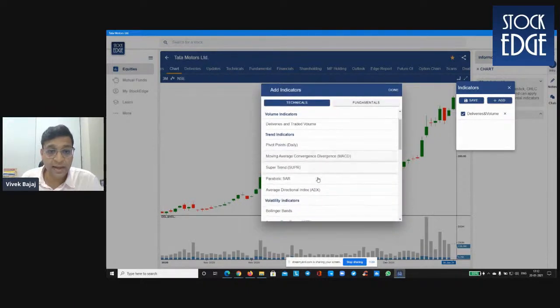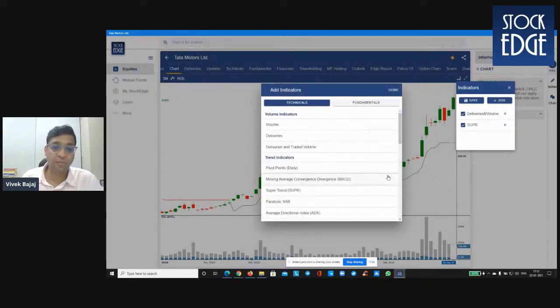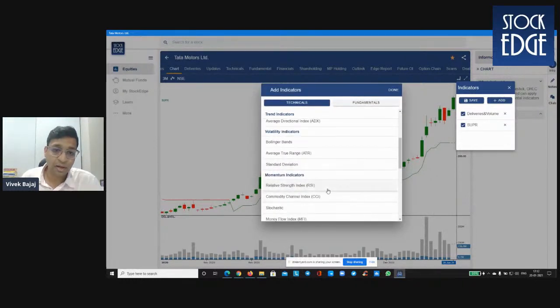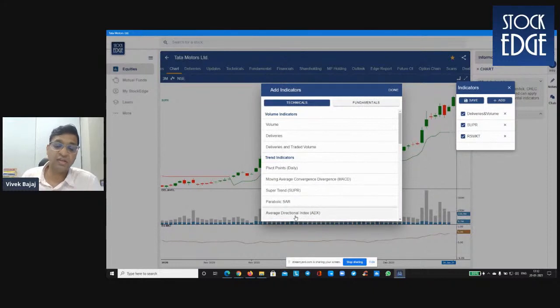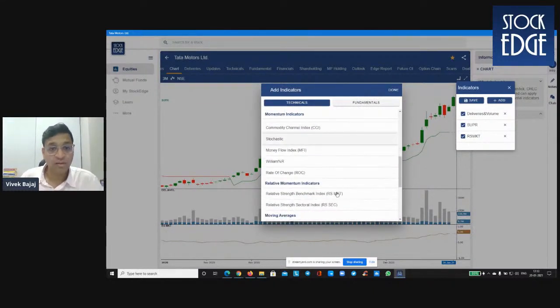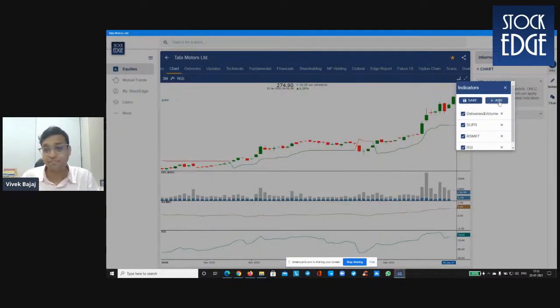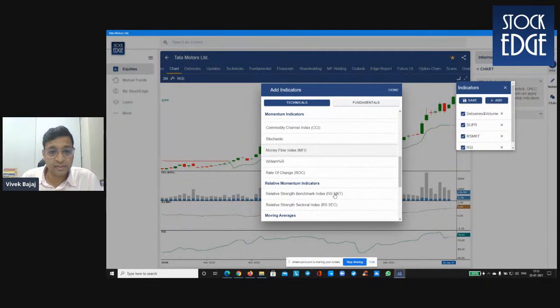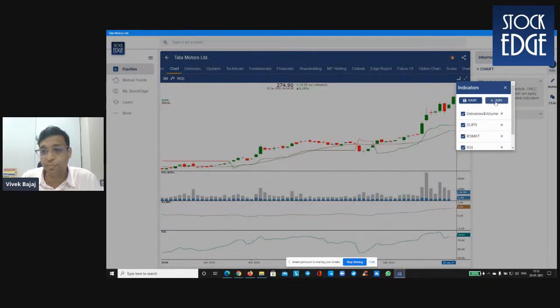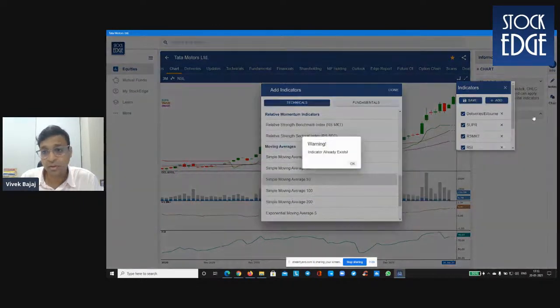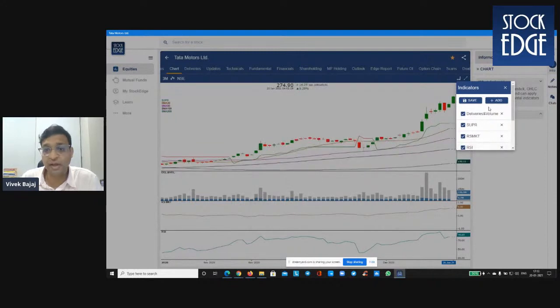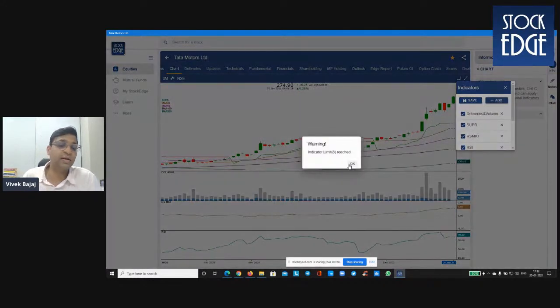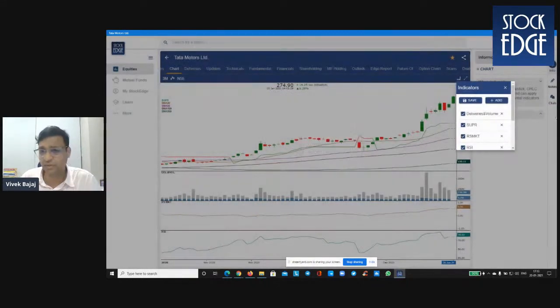Then add super trend, which is a very good trend confirmation tool. Then add our relative strength benchmark index, okay, which gives you an indication whether the stock is outperforming the market or not. Then add RSI. Then add moving average. So 20-day moving average, 50-day moving average, oh, I've already added this 50. 100-day moving average, 200-day moving average. Okay. And what else? Oh, total 8 indicators could be added, not more than that. So I think we are sorted with these 8 indicators.